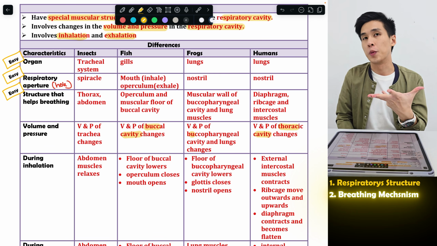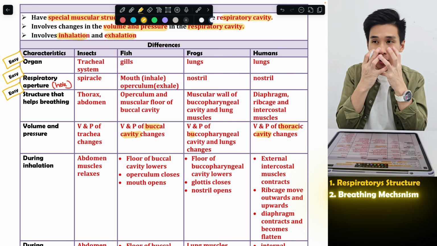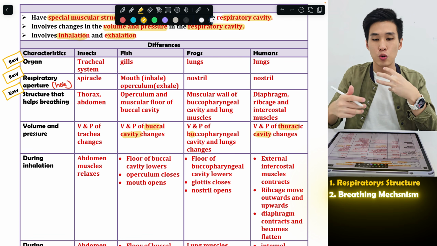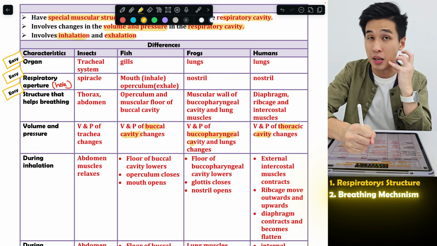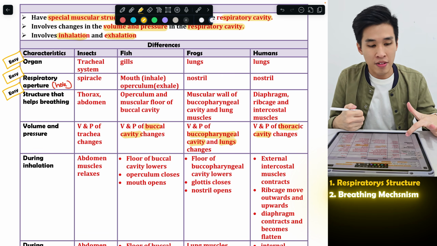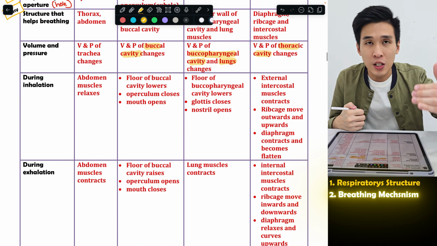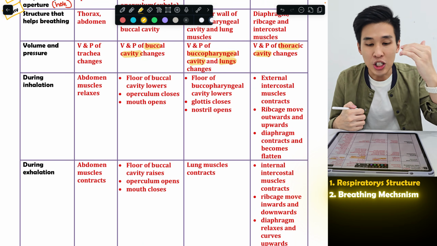For frog, there are 2. Because their mouth will take in air and push it inside their lungs. So they use mouth and lungs to help them take in air. So it's the buccal pharyngeal cavity, which is their mouth, and also lungs. And then you have to also explain inhale and exhale at that time. What does each of the muscles do?